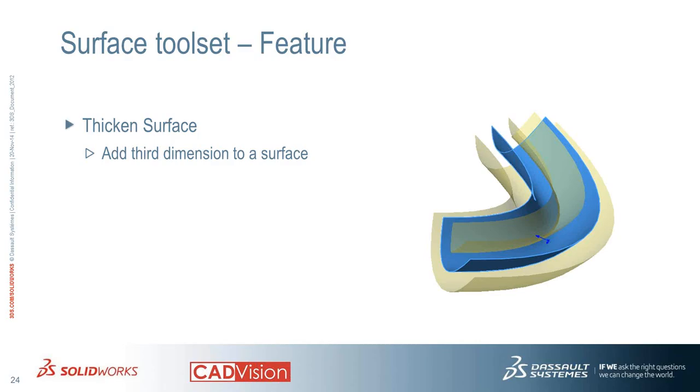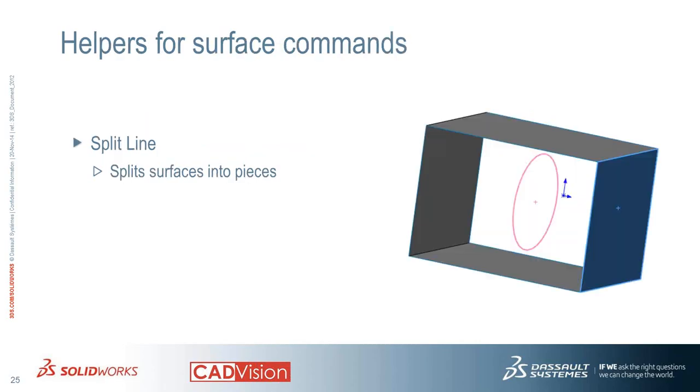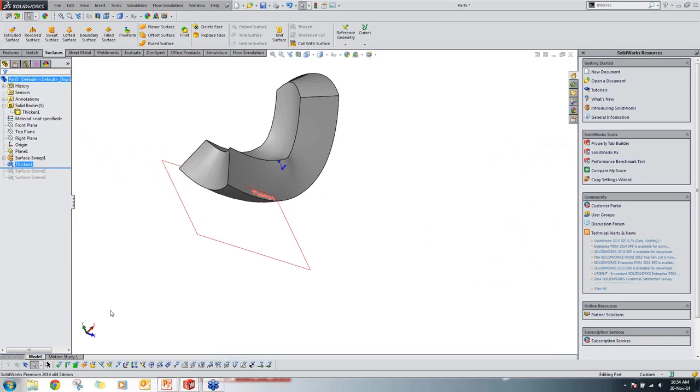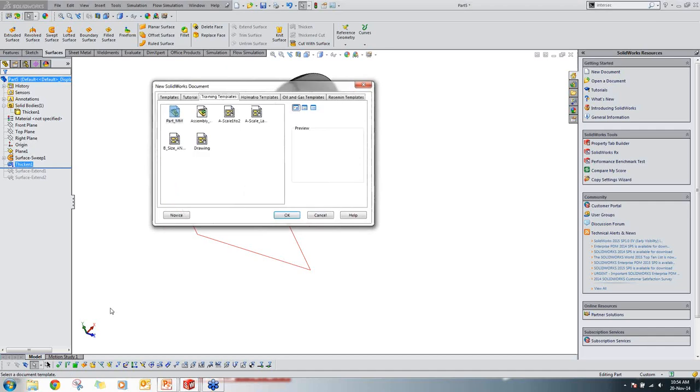Next are some of the surface command tools to help you make a surface. For example, split line. Let me draw one.